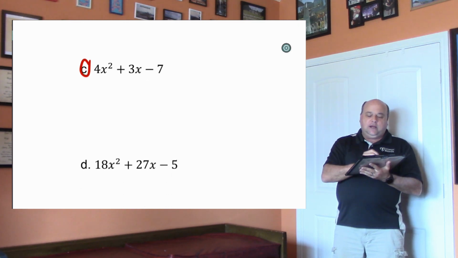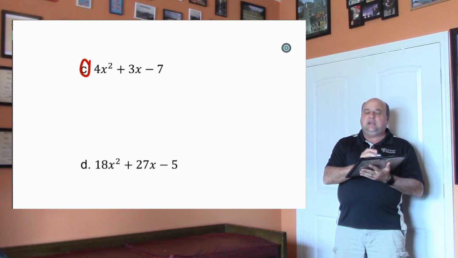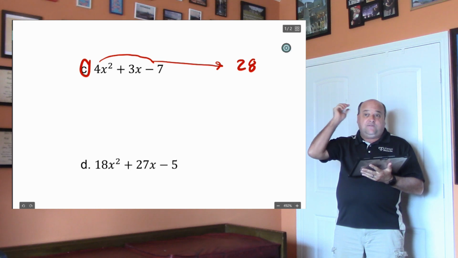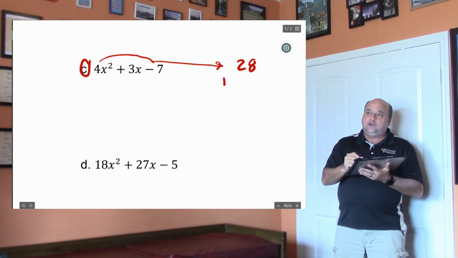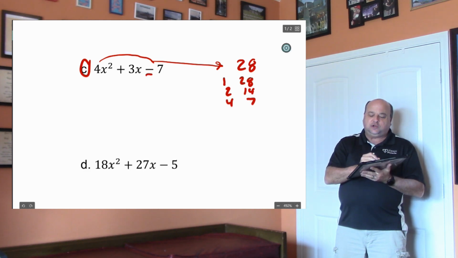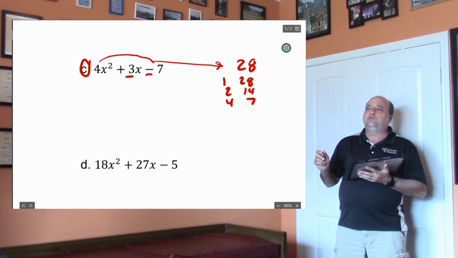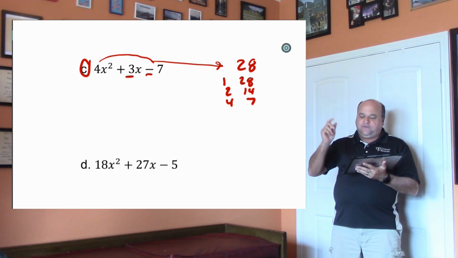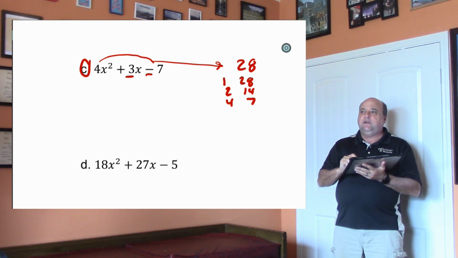Okay, on this one right here, I cannot take out a GCF, so I got to take this 4 and 7 and multiply, and I'm going to get 28. Now then, the factors of 28 are 1 and 28, 2 and 14, and 4 and 7. I want to subtract and get 3, don't I? Okay, so if I subtract and get 3, I'm going to use the 7 and 4, aren't I?